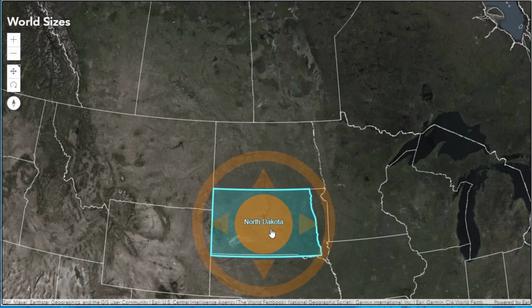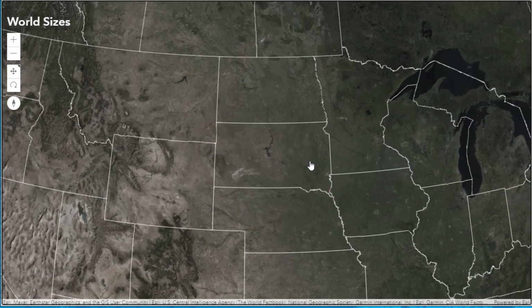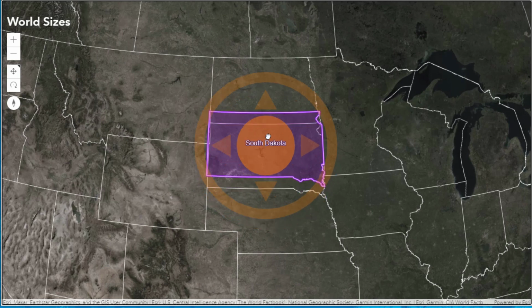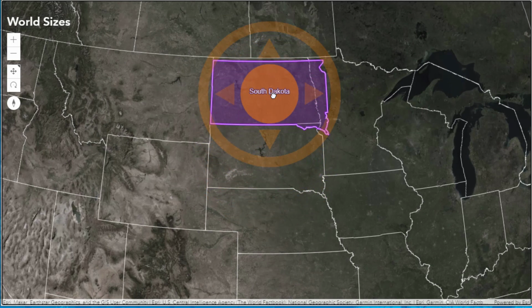Why do we want to do this? We want to teach core concepts in geography. We want to teach about size and relationships, positions, latitude, longitude, and scale being the most predominant.